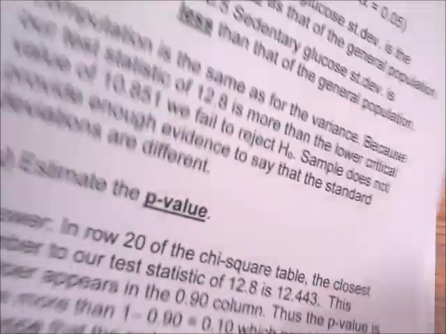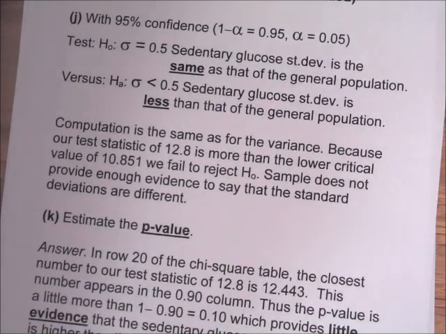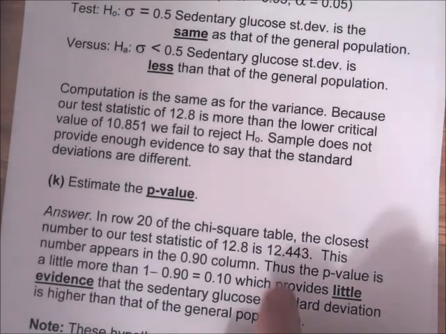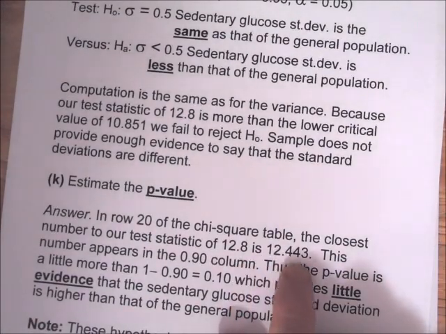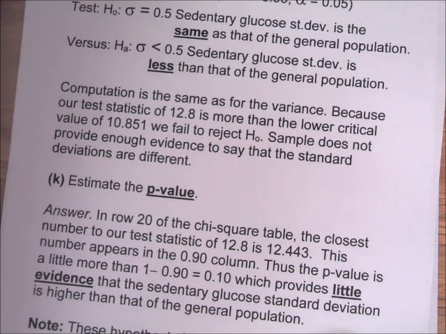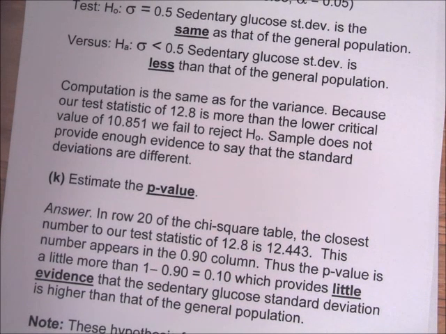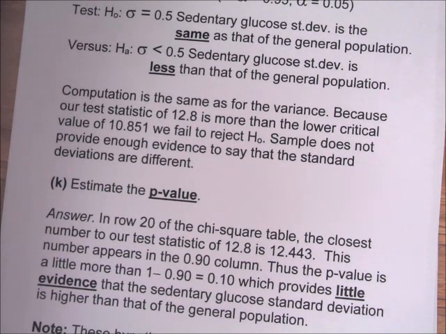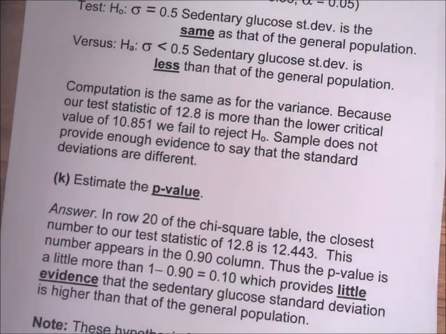We can also estimate a p-value. In row 20 of the chi-square table, the closest number to our test statistic of 12.8 is 12.443. This number appears in the 0.90 column, so the p-value would be a little bit more than 1 minus 0.9, or 0.10, which indicates little evidence that the sedentary glucose standard deviation is higher than that of the general population. And that concludes this presentation.